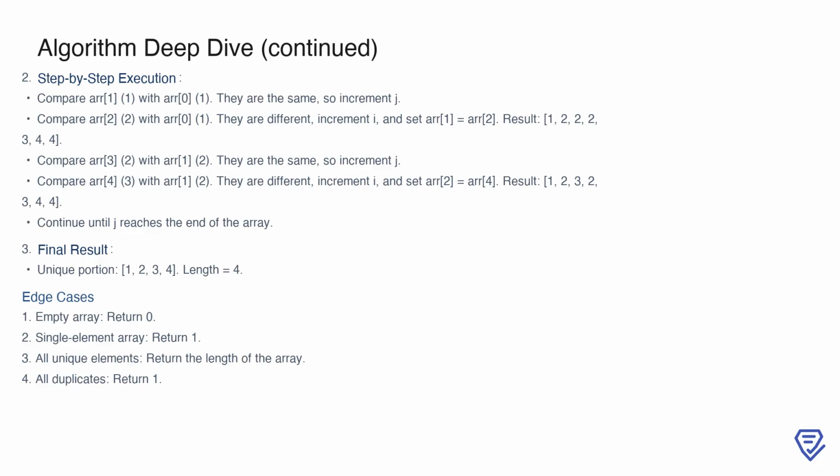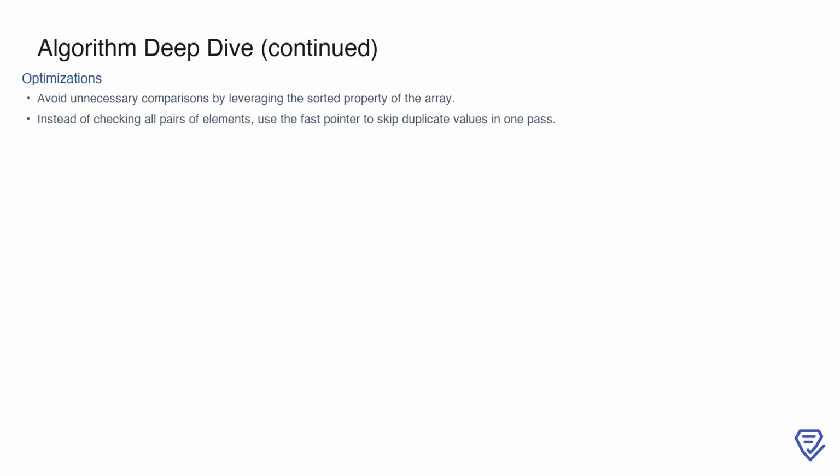Edge cases include scenarios like an empty array, where the result is 0, or a single element array, where the result is 1. If all elements are unique, the length of the array remains unchanged. If all elements are duplicates, only one unique value is retained, resulting in a length of 1. To optimize this algorithm further, we can take advantage of the fact that the input array is sorted. This ensures that duplicates are always contiguous, meaning we don't need to compare every pair of elements.